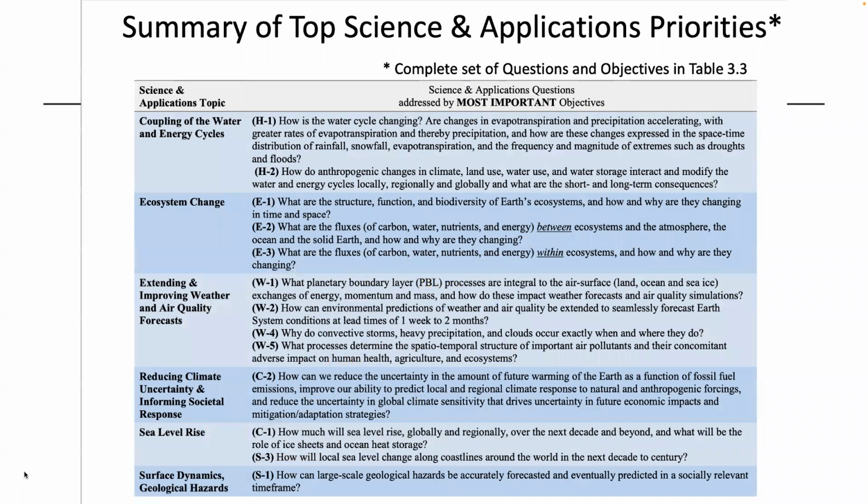Okay, and I'm not going to read all of this. I'm just going to point to where snow fits in here, which is the very top bullet. So this is a summary of the top science and application priorities. And so snow falls in this coupling of the water and energy cycles, right? In the Western US, 85%, 80%, depending on where you are, 75% of our water comes from the snowpack. And the snow really has a massive impact on the energy balance of the Earth's surface.